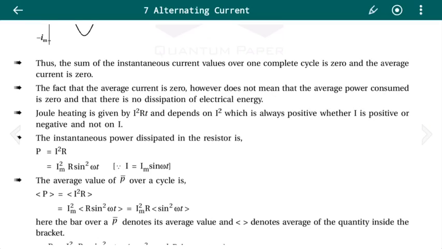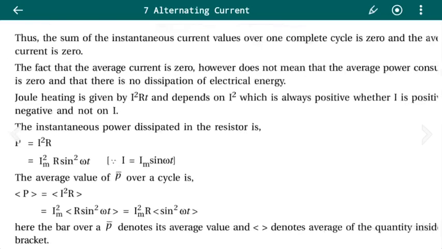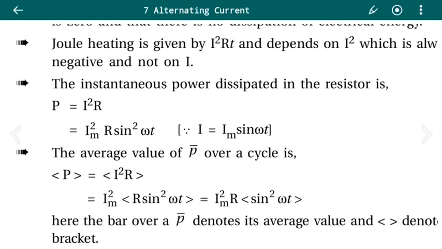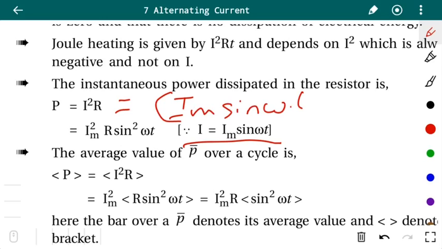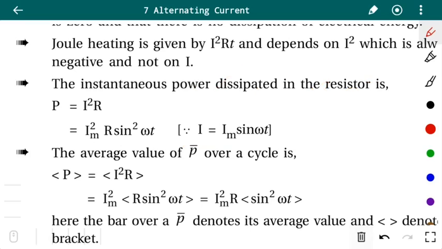Now, the instantaneous power dissipated in the resistor is P equals I square R. And we know I equals what? That is equal to Im sine omega t. So, we can write it as Im sine omega t, whole square, into R. Squaring this whole term, we get Im square into sine square omega t into R. So this equation becomes Im square R sine square omega t.